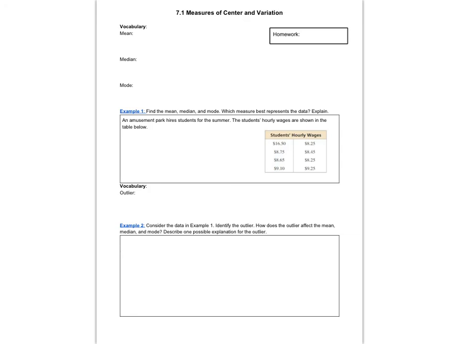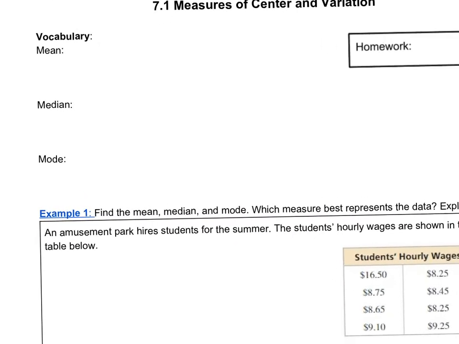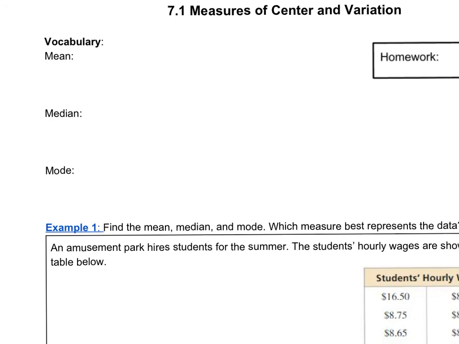So chapter 7 is all about data analysis, and we start right away in 7.1 with measures of center and variation. So if you take a look at the top of the page, we have 3 vocabulary words. You probably or hopefully have heard of these words in the past, but let's review the meaning and how we find each of these. So our 3 words are mean, median, and mode.